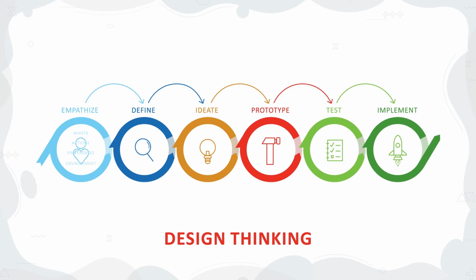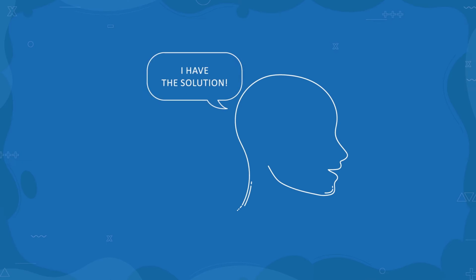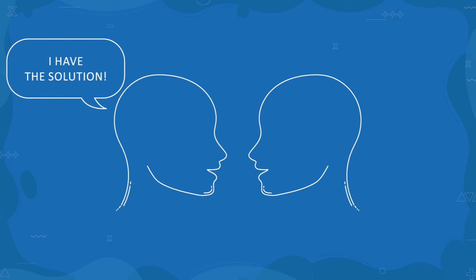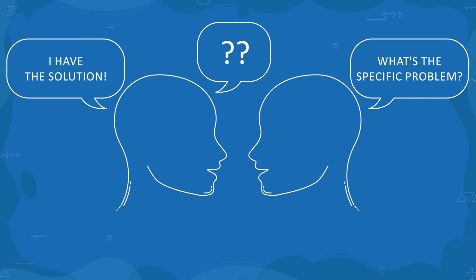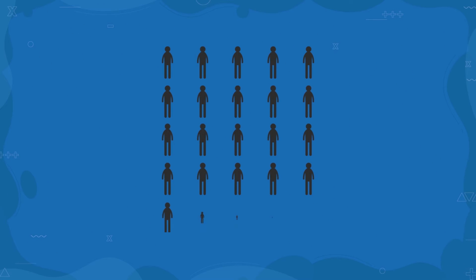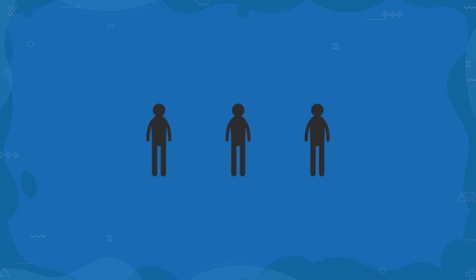This leads to the second phase, define. When trying to come up with new solutions, we have a tendency to want to jump in head first. In design thinking, we must clearly define the problem before solutions are even discussed. We also need to narrow down the target audience. It's not uncommon to think our solution will solve everyone's problem, but this is rarely the case.